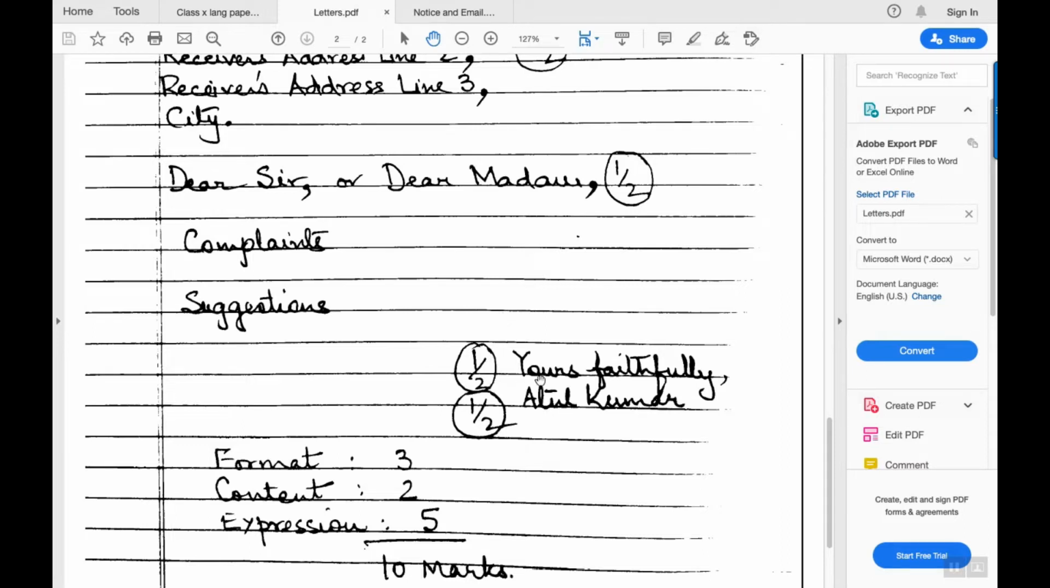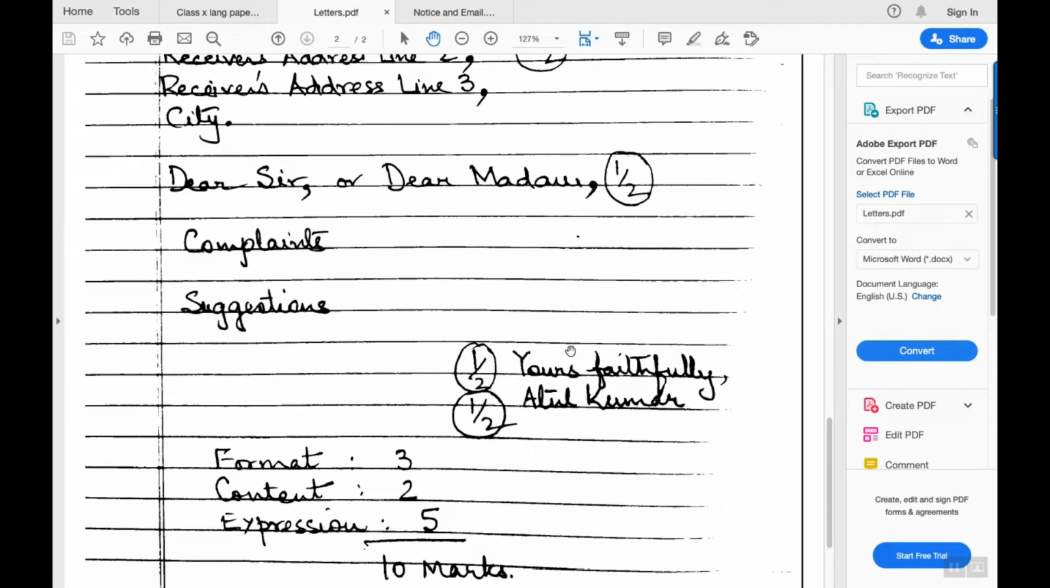Note the Y. Be very careful. If you do not write a Y like this, and if you do not write an F like this, the half mark is gone. You have to write yours in this way, faithfully in this way. And one more error which we have noticed, and I am very sad to see that even in class 10 you're doing that.